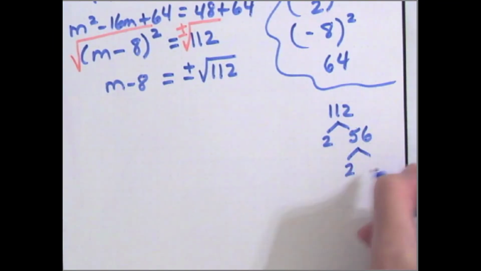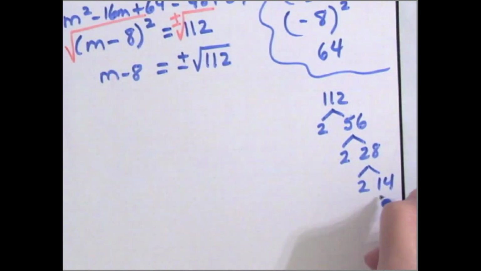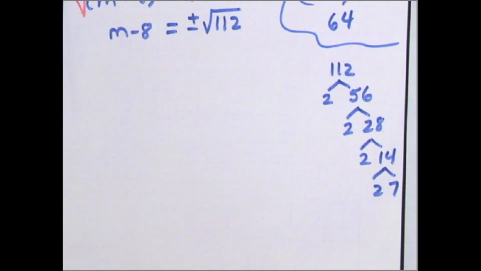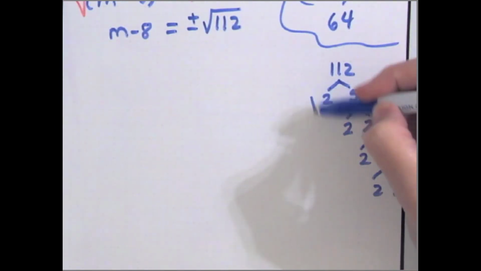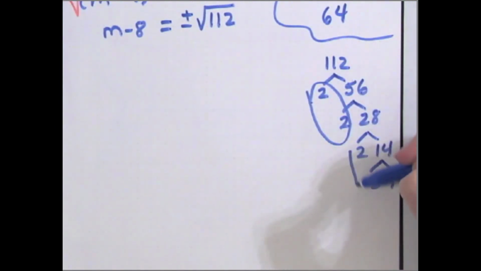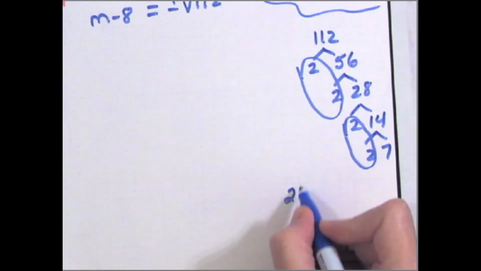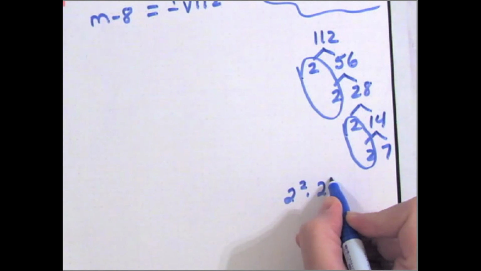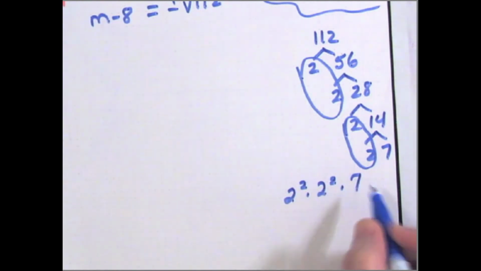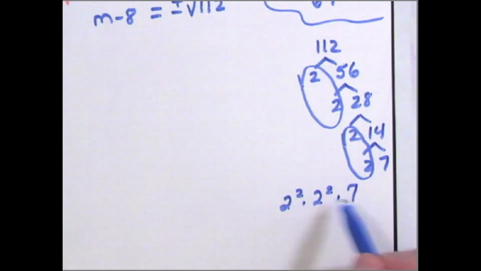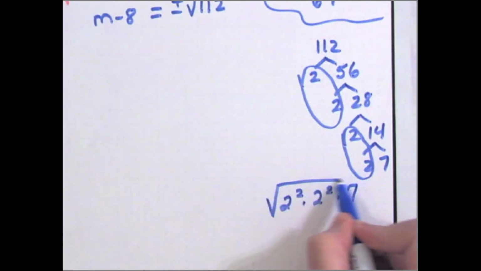Okay, and then 2 does go into 56 28 times, 2 goes into 28 14, and 2 goes into 14 7 times. So since we're doing square roots, group these in 2's. And then we can rewrite this as 2 squared times 2 squared times 7. Okay, so we were finding the square root of 112 and we just rewrote it this way.